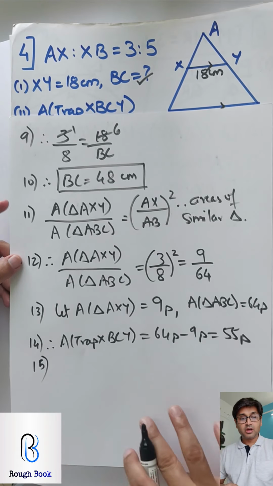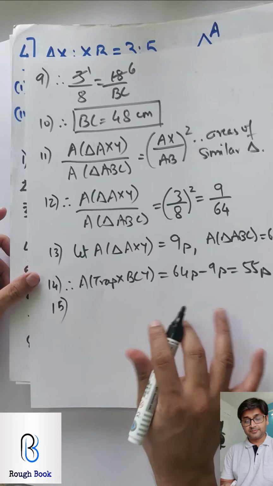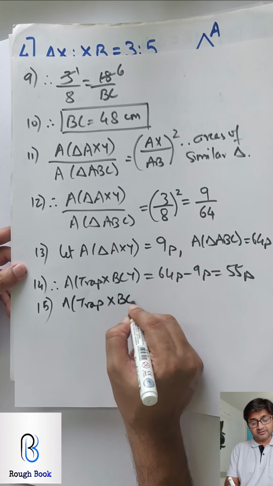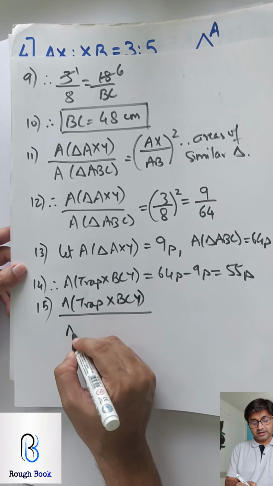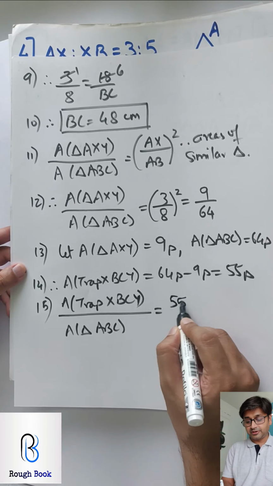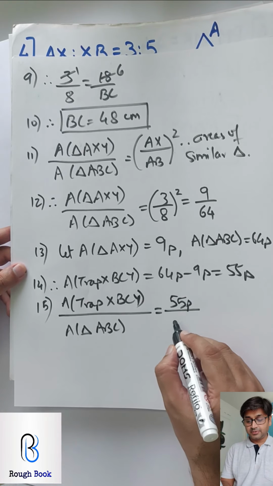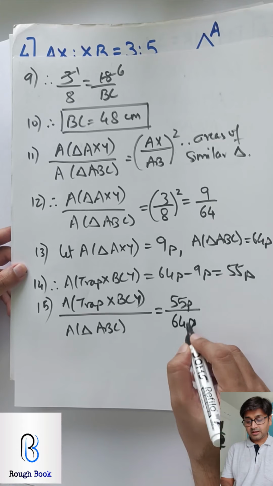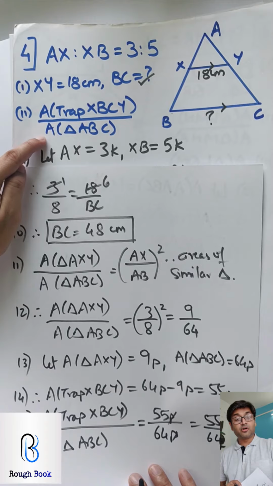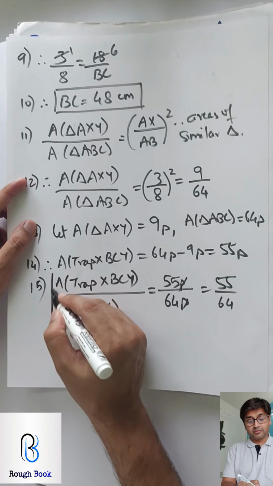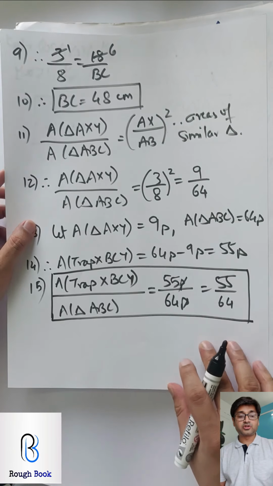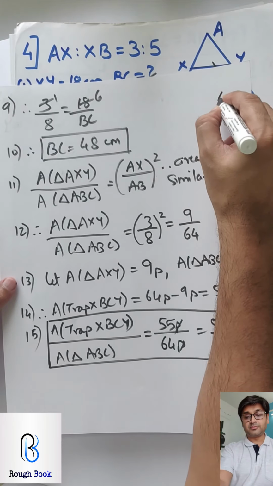And finally now I can say trapezium upon ABC, because that's what we need. So area of trapezium XBCY upon area of triangle ABC. So trapezium is 55P and triangle is, no, 64P. Cancels, so 55 upon 64. They have asked you in the form of a fraction, so leave it in the form of a fraction. If they ask you in the form of a ratio and you leave it here, you've lost 1 mark straight away. Yeah. So that was your sum number 4.